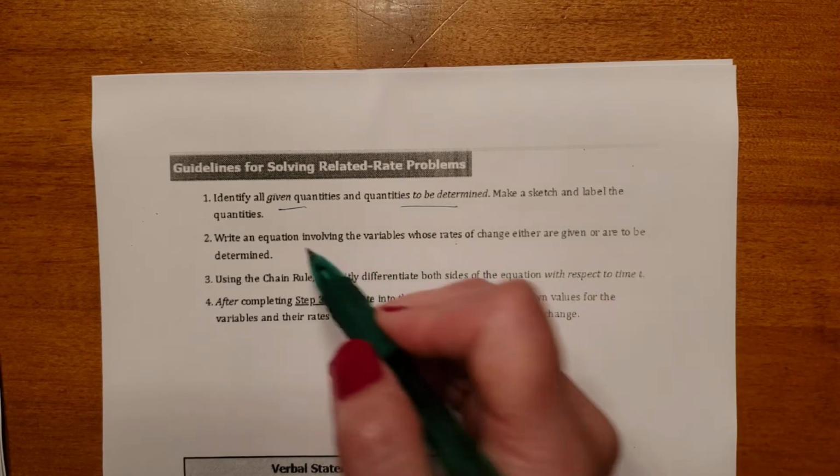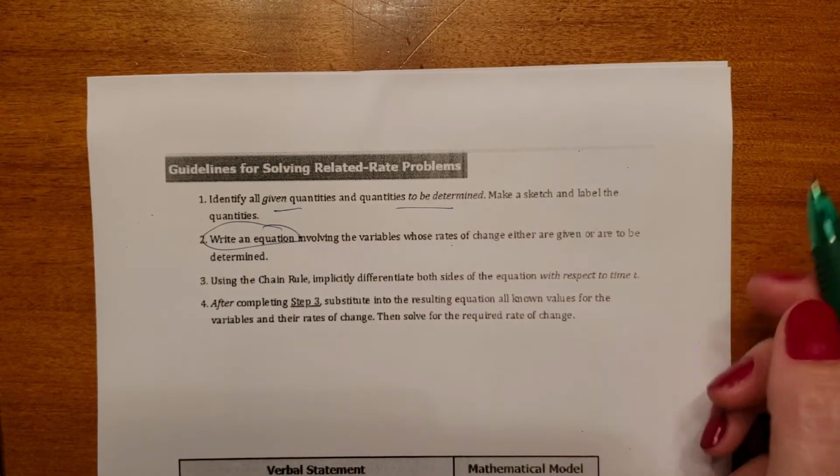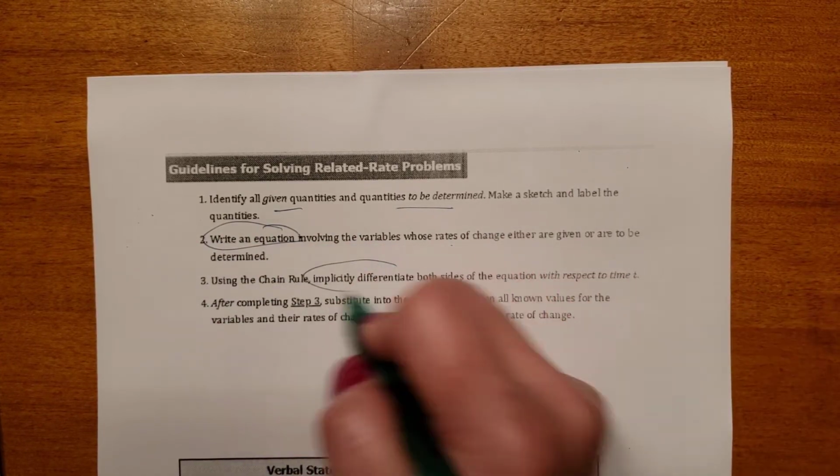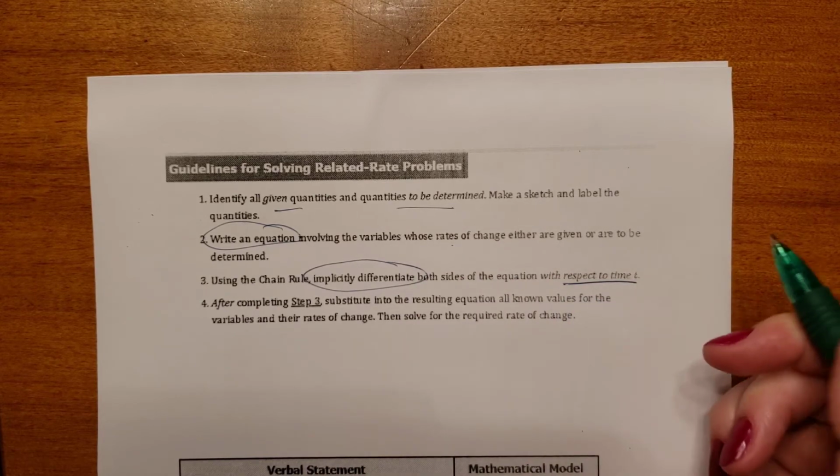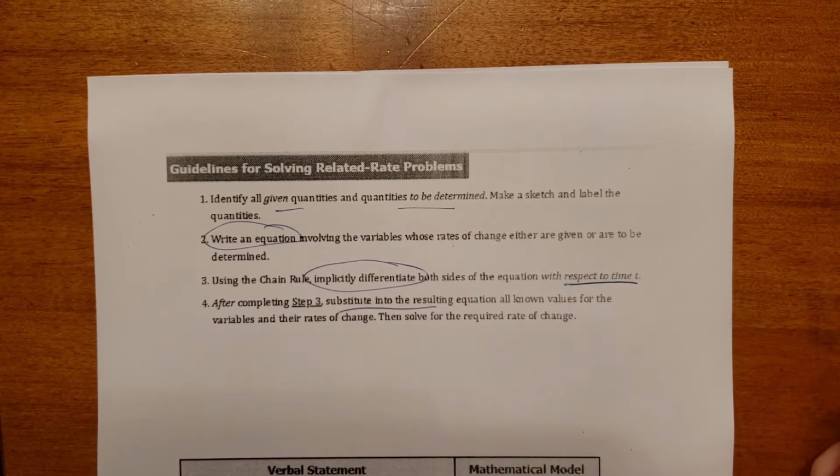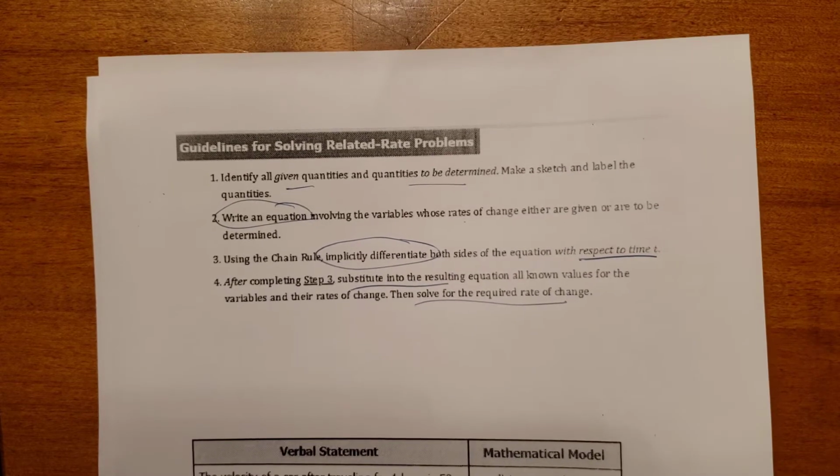And then number 2, write an equation. That's the big one. Write the equation, differentiate it with respect to time, and then plug in the numbers and solve for your missing variable. Okay, so write an equation, implicitly differentiate it with respect to time, plug everything in and solve.